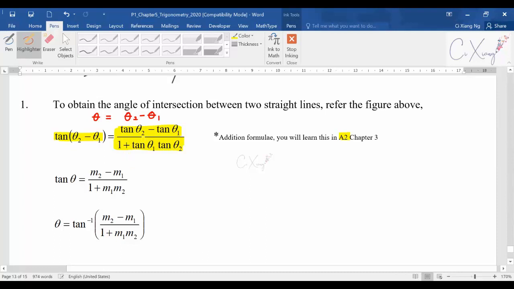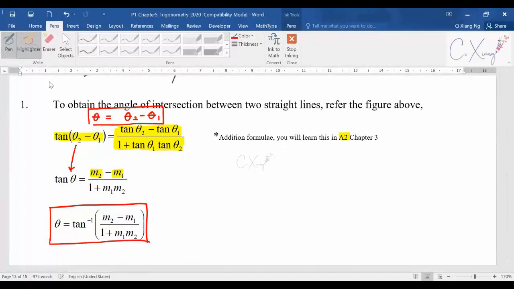When you see this formula, you know that tangent theta 2 means gradient 2, tangent theta 1 means gradient 1, then divided by 1 plus m1 m2. So from here, tangent of theta 2 minus theta 1, you can rewrite it as tangent theta, because theta is equal to theta 2 minus theta 1. Then to get the final theta answer here, it is tangent inverse of m1 minus m2, or m2 minus m1, over 1 plus m1 m2.